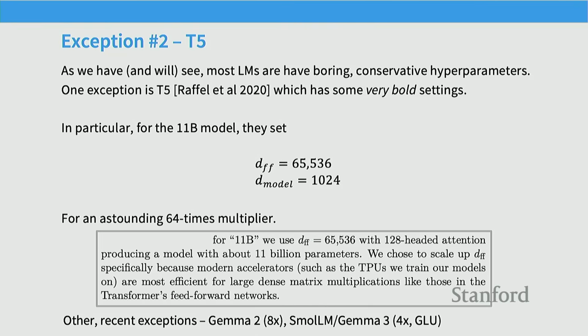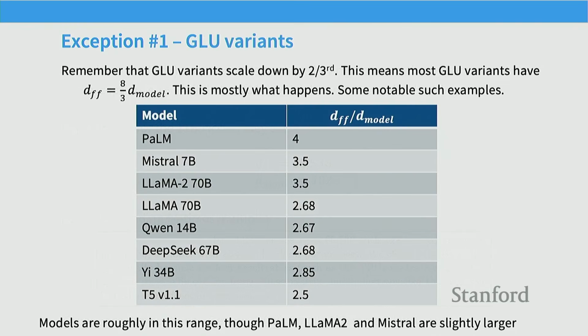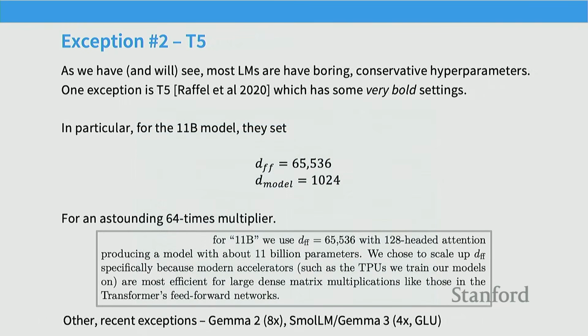And so if you look at the 11 billion parameter T5 model, they have a pretty incredible setting. Their hidden dim is 1024, but their DFF, their up-projected dimension, is 65,000, right? And so that's going to give you a 64 times multiplier on the ratio of DFF to D model. And of course, you compare to this, where PaLM is a factor of 4 and everyone else is much smaller. This is a very large difference.